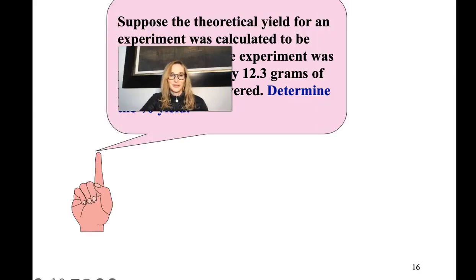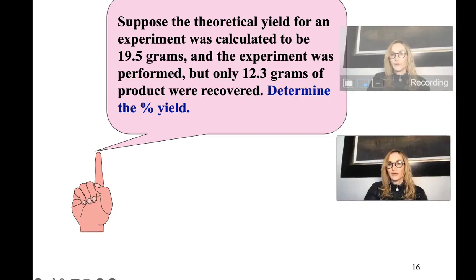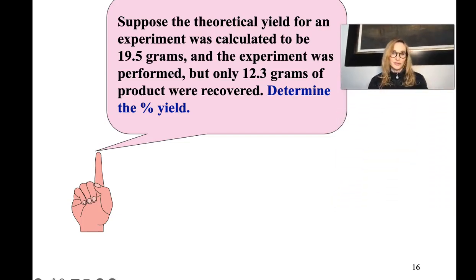Now let's talk about theoretical versus actual. So suppose the theoretical yield, so they're giving it to you, they already calculated it, doing all of this, was calculated to be 19.5. And the experiment was performed, but only 12.53 grams were recovered. You will always recover or produce, they use words like this for your actual yield, less than your theoretical because the molecules can't find each other. It just never goes to 100%. So 12.3 grams were recovered, determine the percent yield.